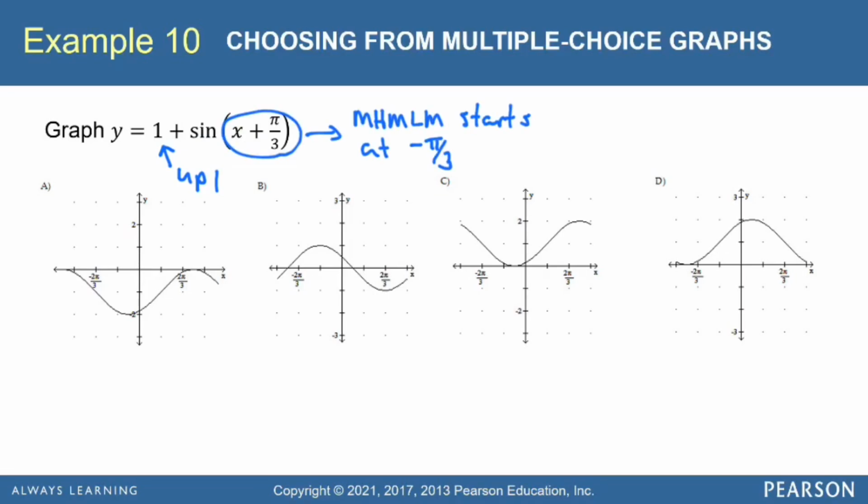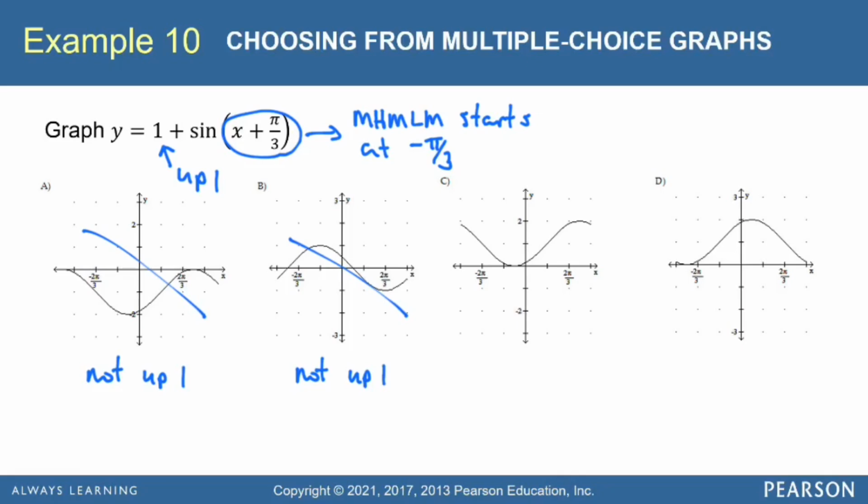Now let's look at our choices and see what we can eliminate. Choice A is showing a graph that's been moved down from the original position, so this one doesn't have the correct vertical shift. Choice B is showing a graph that's not shifted vertically at all, and so that's also not correct. Choice C is showing a graph that's been shifted up 1, but now I need to see if the middle, high, middle, low, middle pattern starts at negative pi over 3.